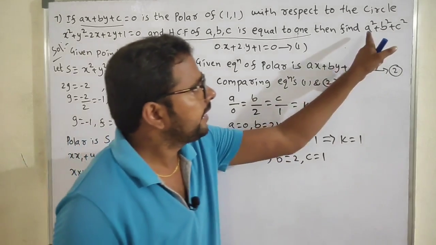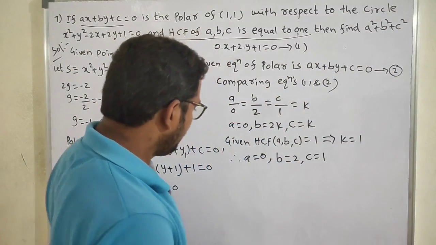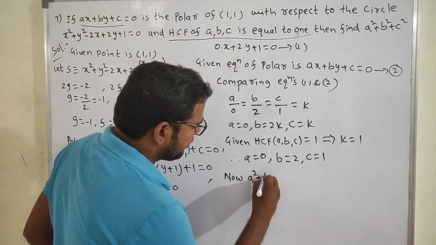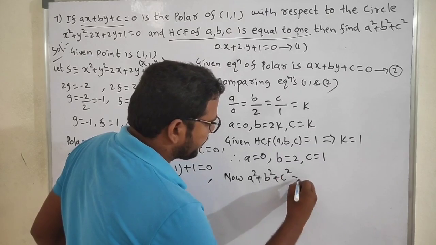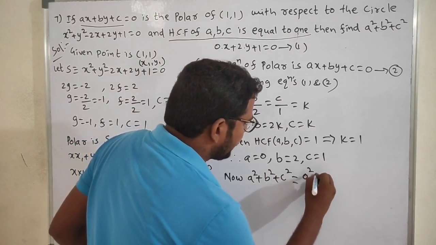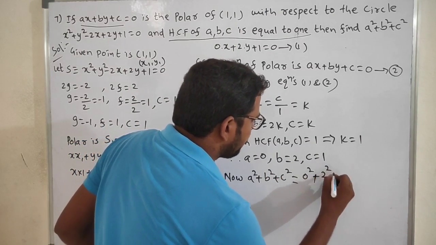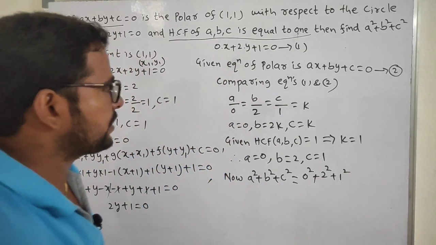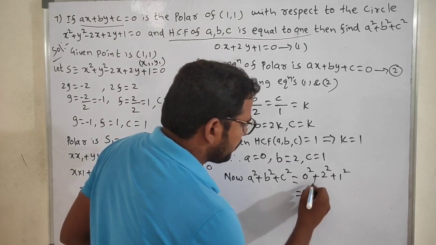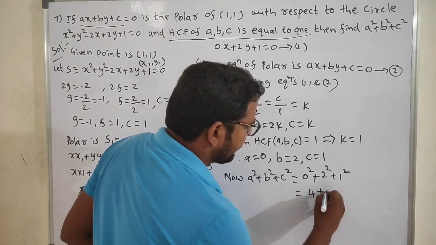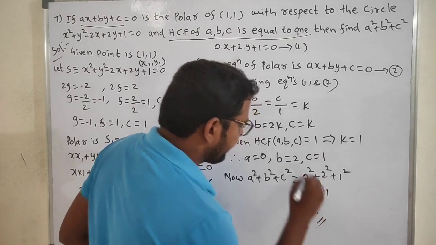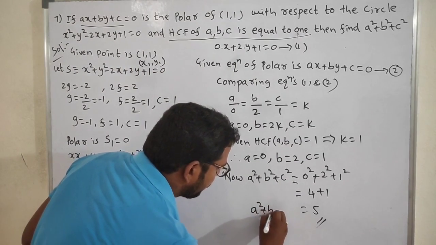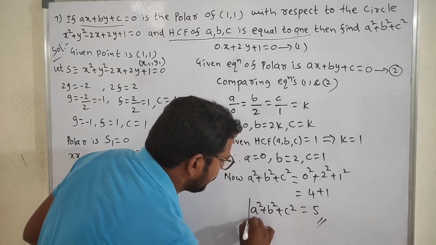Now what we have to find? a square plus b square plus c square. a square plus b square plus c square is equal to, what is the value? 0 square, b value 2, 2 square, plus c value 1, 1 square. So 0 square plus 2 square plus 1 square. 0 value 0, 2 square is 4, plus 1 square is 1, 4 plus 1 is 5. So a square plus b square plus c square is equal to 5.